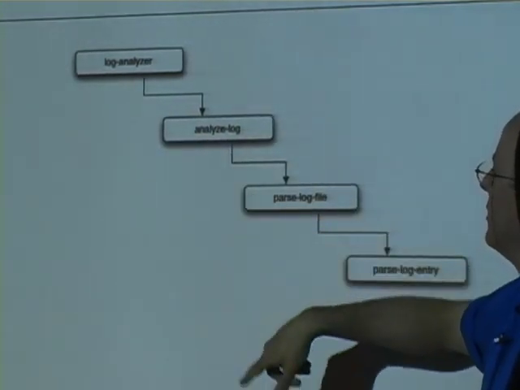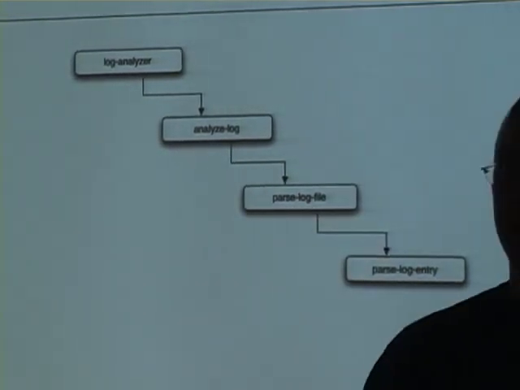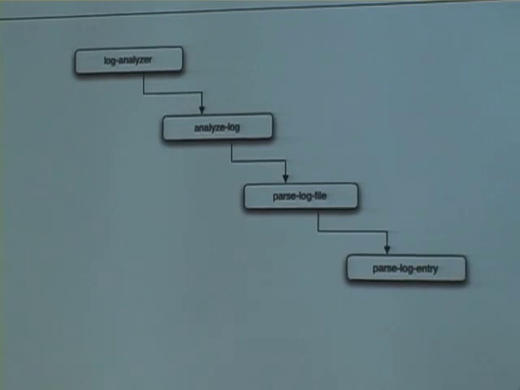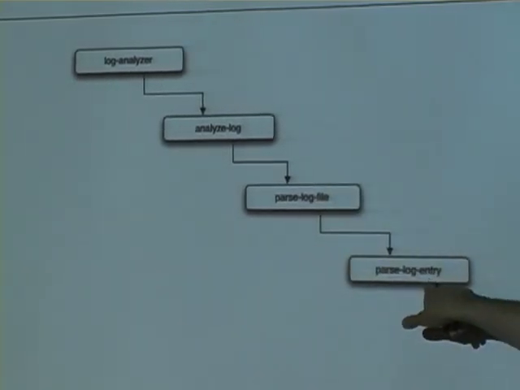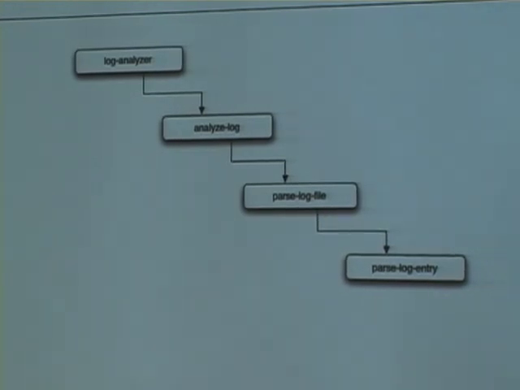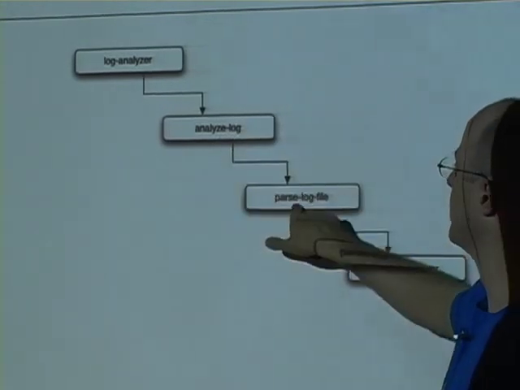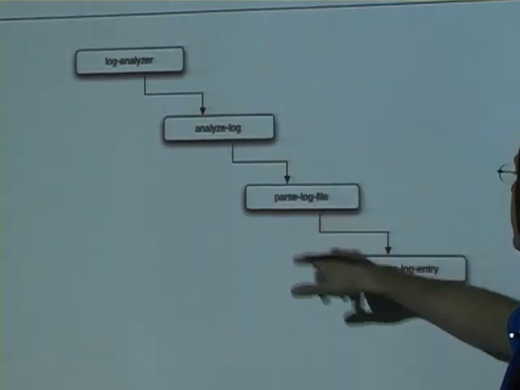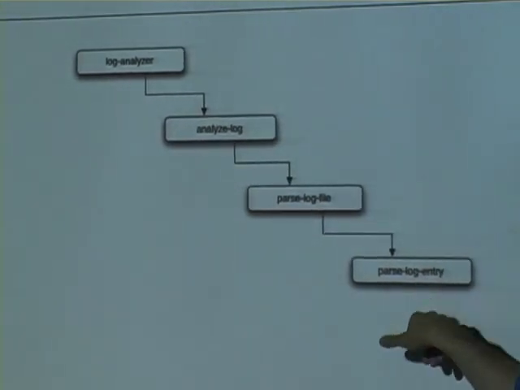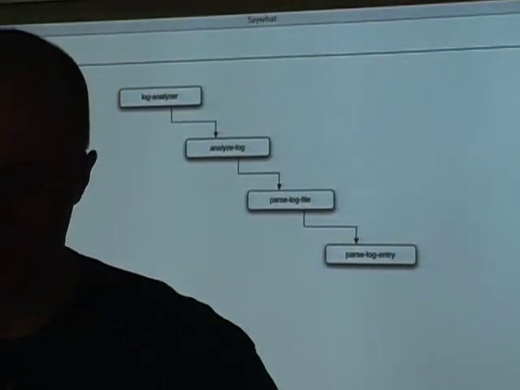Analyze log then, in turn, uses a lower level function parse log file that knows how to parse some particular kind of file, but one file. And parse log file uses a function parse log entry to parse each individual entry. So this guy's going to call this some handful of times. This guy's going to call this probably once. And then this guy's going to call this however many times, millions of times, for each line or entry in the log file. And so there's a lot of state, right?